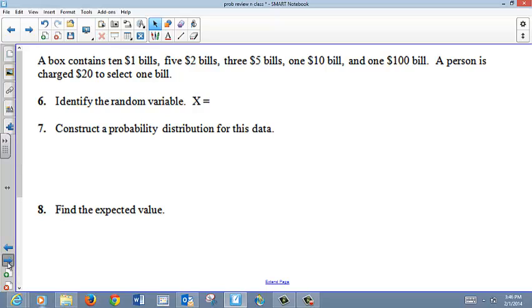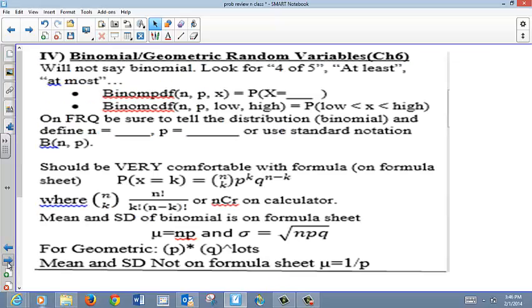Okay, binomial and geometric random variables. This was chapter 6. Make sure you know the difference. You will look for words like 4 out of the 5, at least, at most, exactly. Know the 4 reasons that make something binomial and the 4 reasons that make something geometric. So you'll use binom PDF when it's exactly and binom CDF when it's a range. And there's the formulas written out.